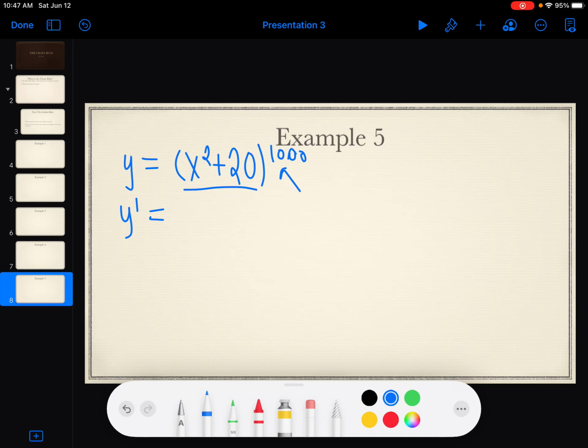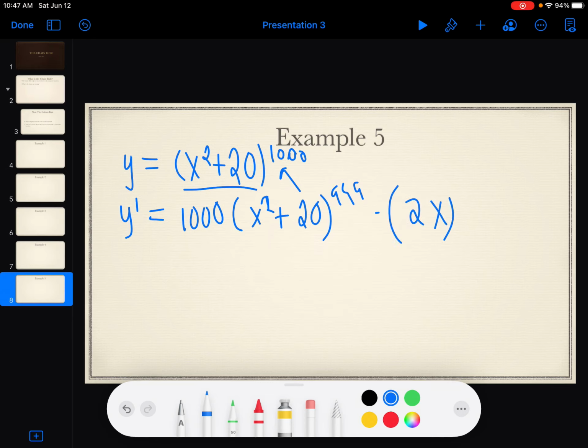Just as when we use the power rule, if I imagine a substitution of u here, I bring down the 1,000, just as we did in the power rule. I took the derivative of the outside function, this exponent, and brought it down, 1,000. Now I still have my inner function, x squared plus 20, and then I used the power rule and got 999. Now let's take the derivative of our inner function, and that's just 2x.